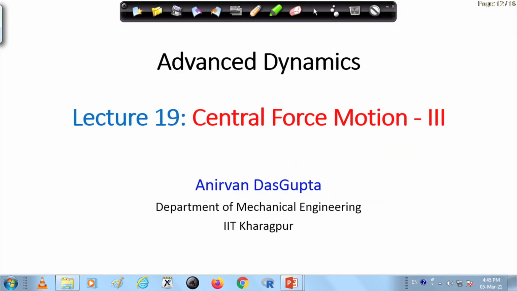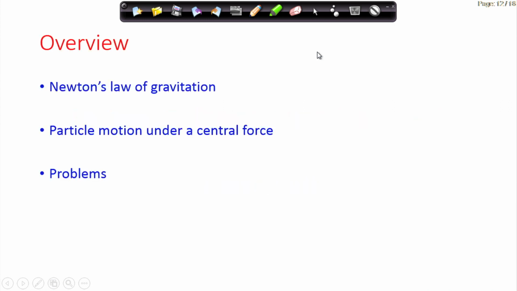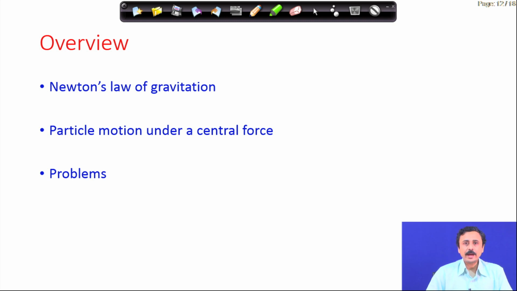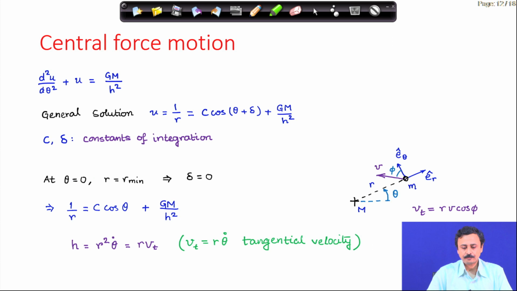In this lecture we are going to continue our discussions on central force field motion, and we are going to look at some problems. The overview is that we will recapitulate some of the essential points of motion of a particle in a central force field, and we will look at some problems, application of these relations.